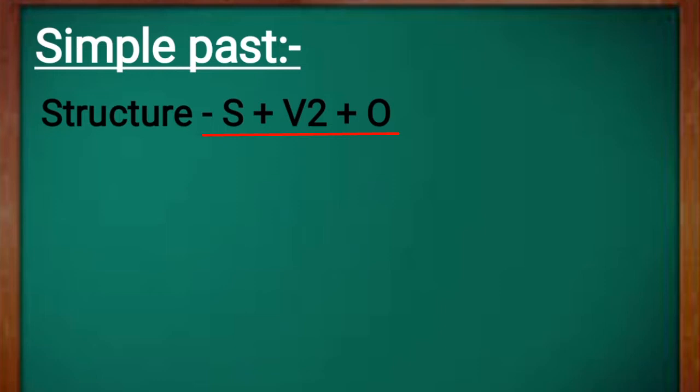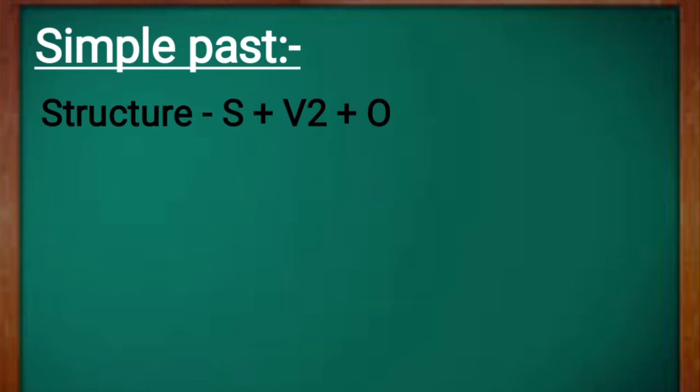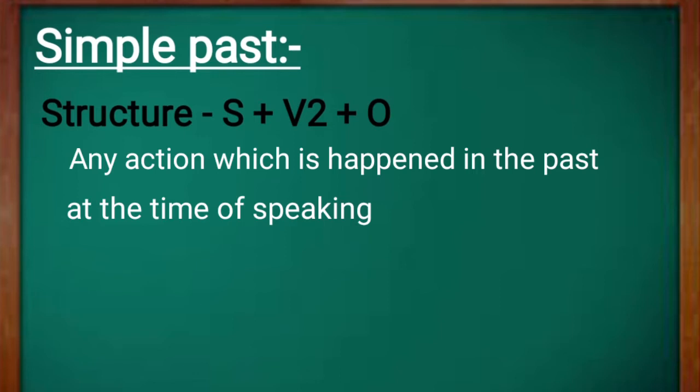Some examples of verb second form: went is the second form of go, saw is the second form of see, bought is the second form of buy, and accepted is the second form of accept. It means you will use went, saw, bought, accepted, such second forms in simple past tense. We have many such verbs in the English language, so you need to study the verb chart properly to get command over English language. Now let me tell you what is the use of simple past tense. Simple past tense is used to show that an action happened in the past, before the time of speaking.